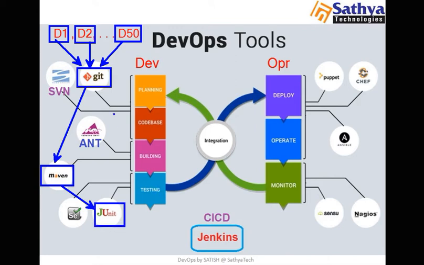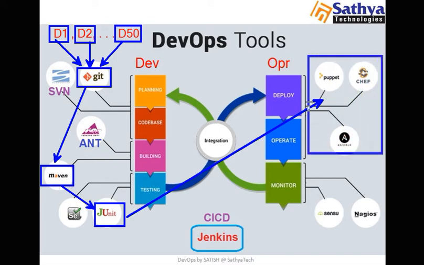If you see these phases here, one is code development, next is code build, and then applying test cases. Once a project is developed, we can deliver the application to the operations team. On the operations side, we will use different configuration management tools. The question is, what is the role of configuration management?